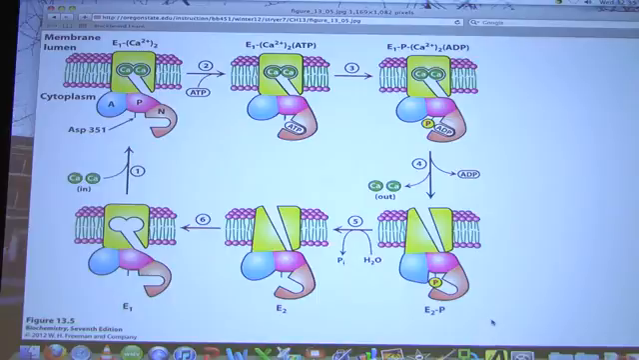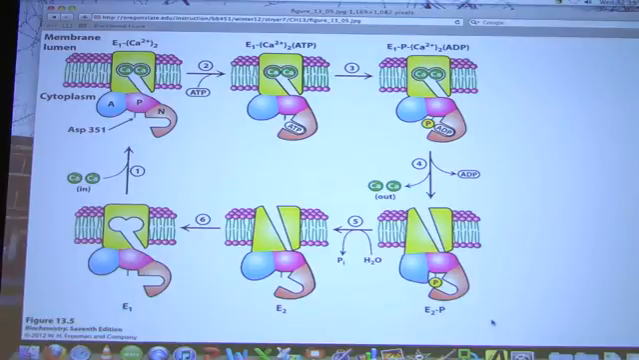Now, I'm not so worried about you memorizing the steps in this process. It doesn't really matter to me if you know that calcium comes in first and then ATP, et cetera, et cetera. But I do want you to understand the role of ATP here. ATP is an energy source that's putting a phosphate on here, and that's what's driving the whole process. The addition of the phosphate to that aspartic acid residue is causing a shape change that results in the expulsion, in this case, of calcium.